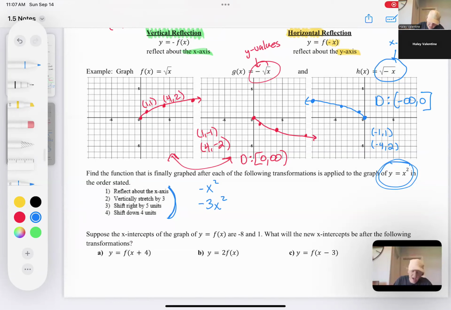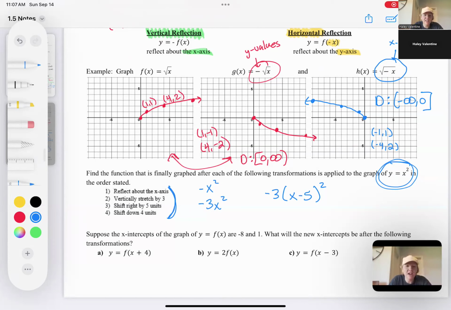Now I need to shift right 5. Left and right, that is on the x-axis, so I know it needs to go inside of my x squared. Instead of an x squared, I'm going to have parentheses with that shift right being inside of them, and then it's being squared. Since left and right is opposite, going to the right means I am actually subtracting. So x minus 5 squared.